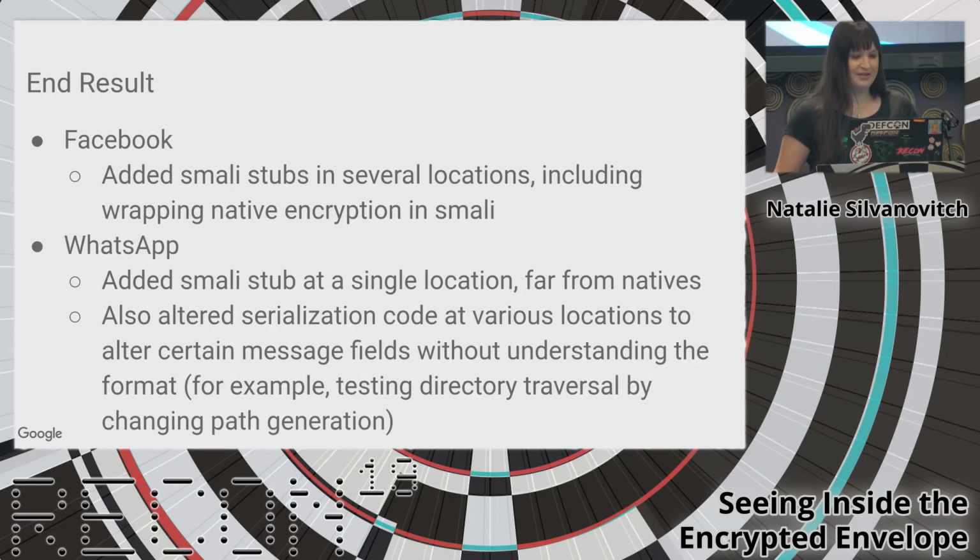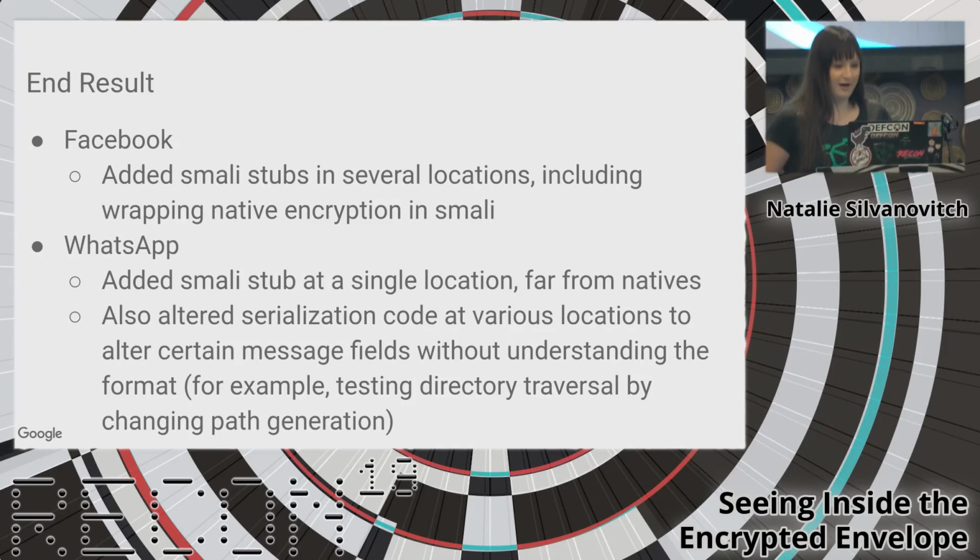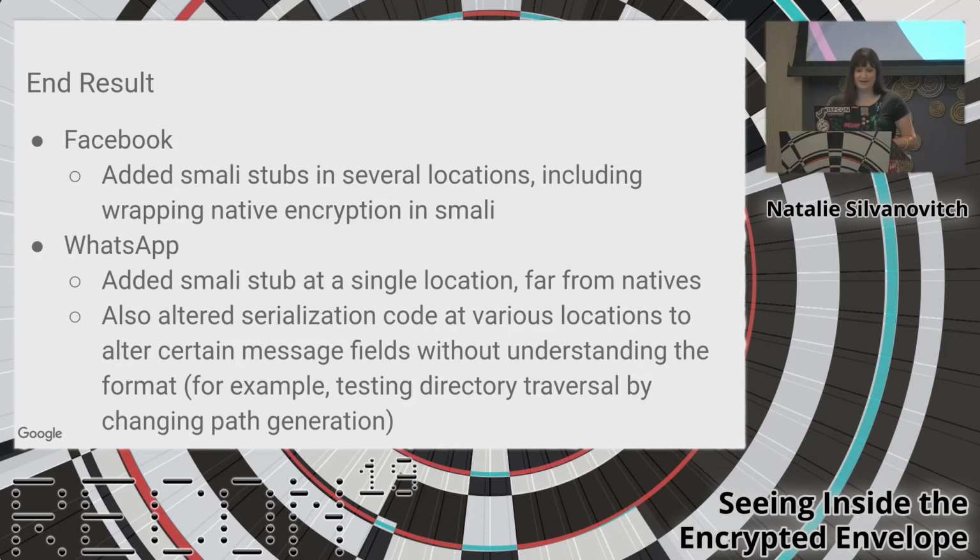And the end result here was, on Facebook, I ended up adding smali stubs in lots of different locations to capture everything, including wrapping some native encryption. And I was able to get a fairly cohesive hook on it. Meanwhile, for WhatsApp, I ended up just adding this smali stub at a single location, which was the call that was obfuscated but had byte arrays in it. And that was enough to figure out it was encryption.